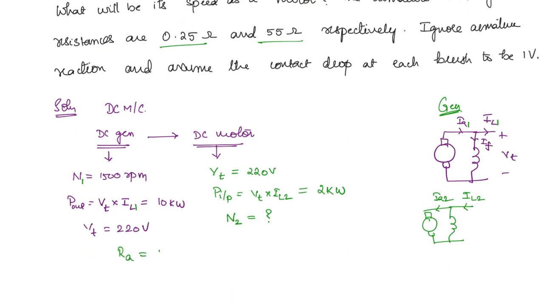So RA is equal to 0.25 ohm and RF is going to be 55 ohm. Another information that we have is that the contact brush drop at each brush is 1 volt. So there will be 2 brushes, right? So this is another thing that will remain same in both the cases. Contact drop at each brush is equal to 1 volt.